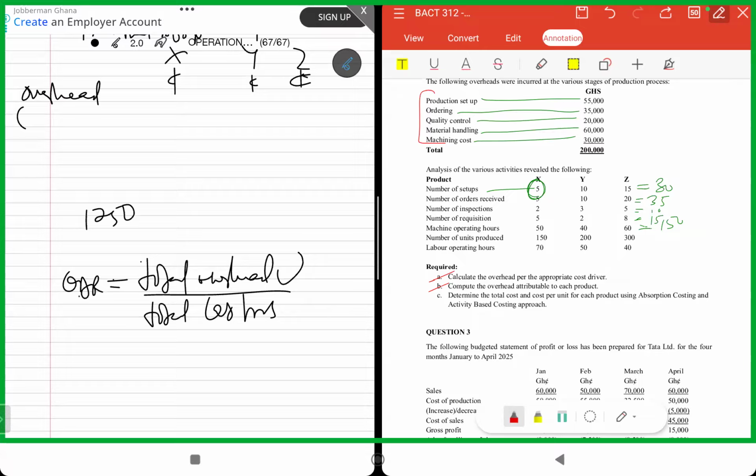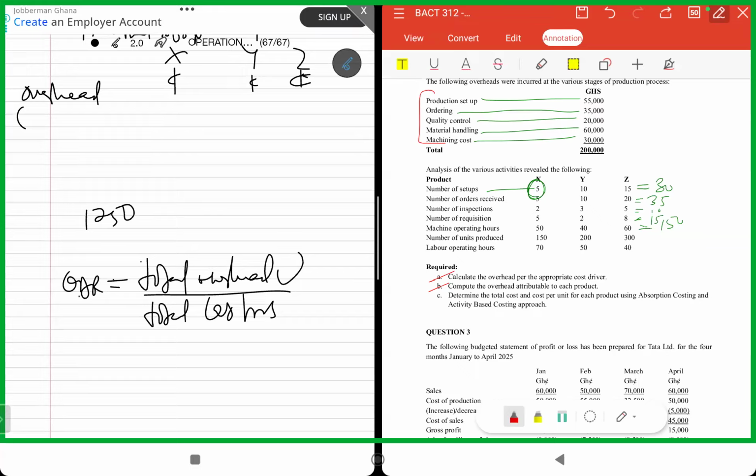What will be the formula for the overhead? It will be the total overhead over total labor hours. So the 200,000 over... No, hold on. The overhead, the formula there. Just use the formula to do it. Don't put in figures. Pearl, what will be the formula for overhead?